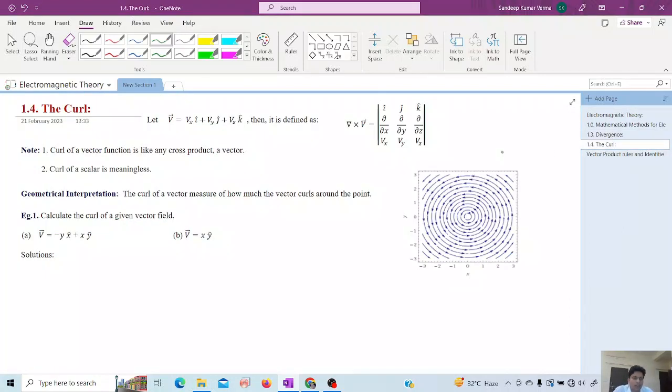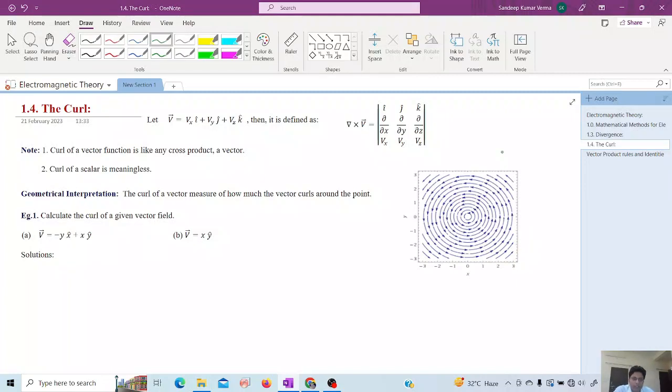Now the curl is basically the cross product of any vector. So this is the three-dimensional cross product. Here, let V be written as Vx i cap plus Vy j cap plus Vz k cap. Then the curl of V is defined as the determinant of i cap, j cap, k cap; del by del x, del by del y, del by del z; and Vx, Vy, Vz.